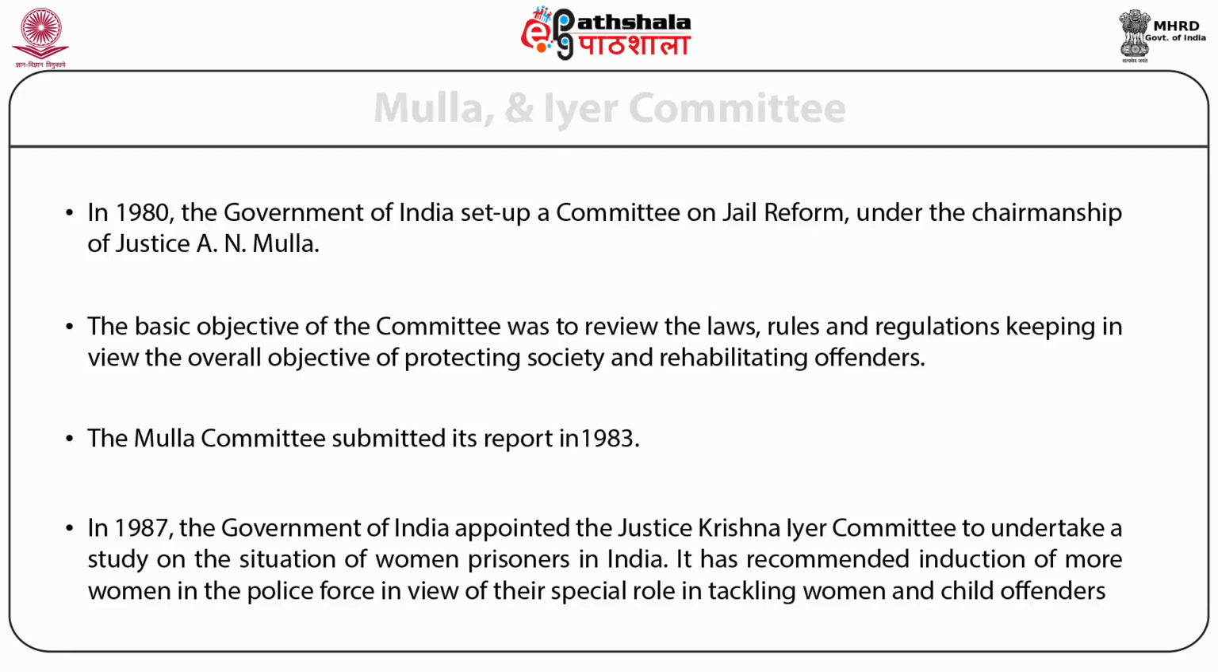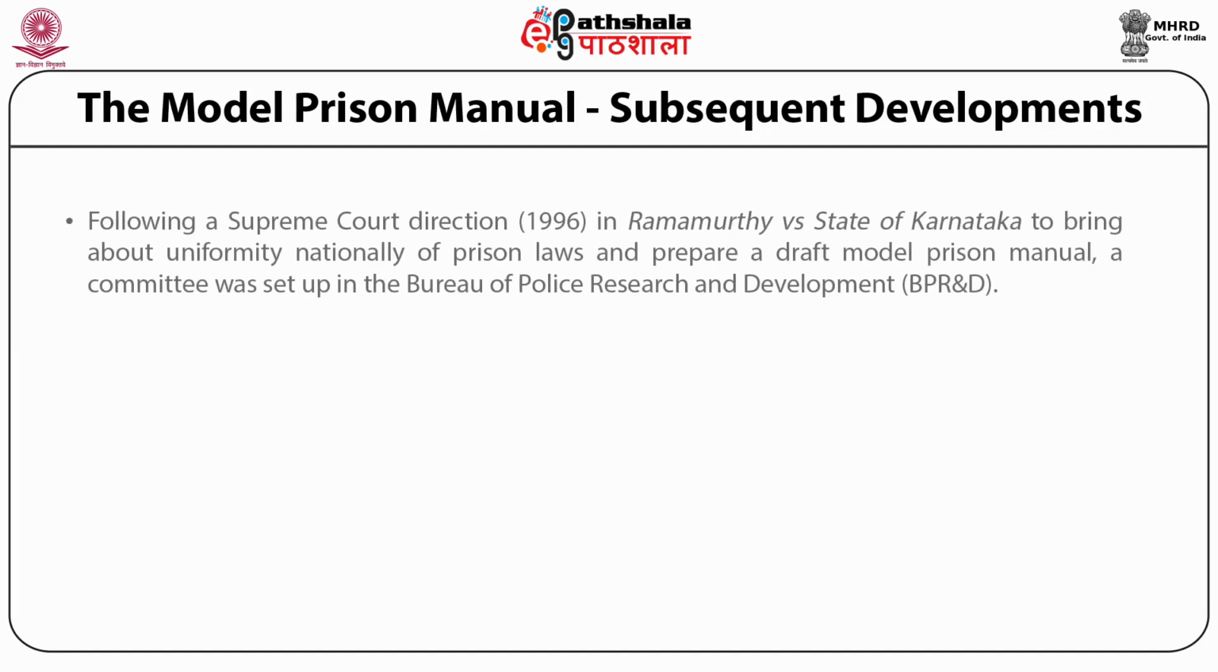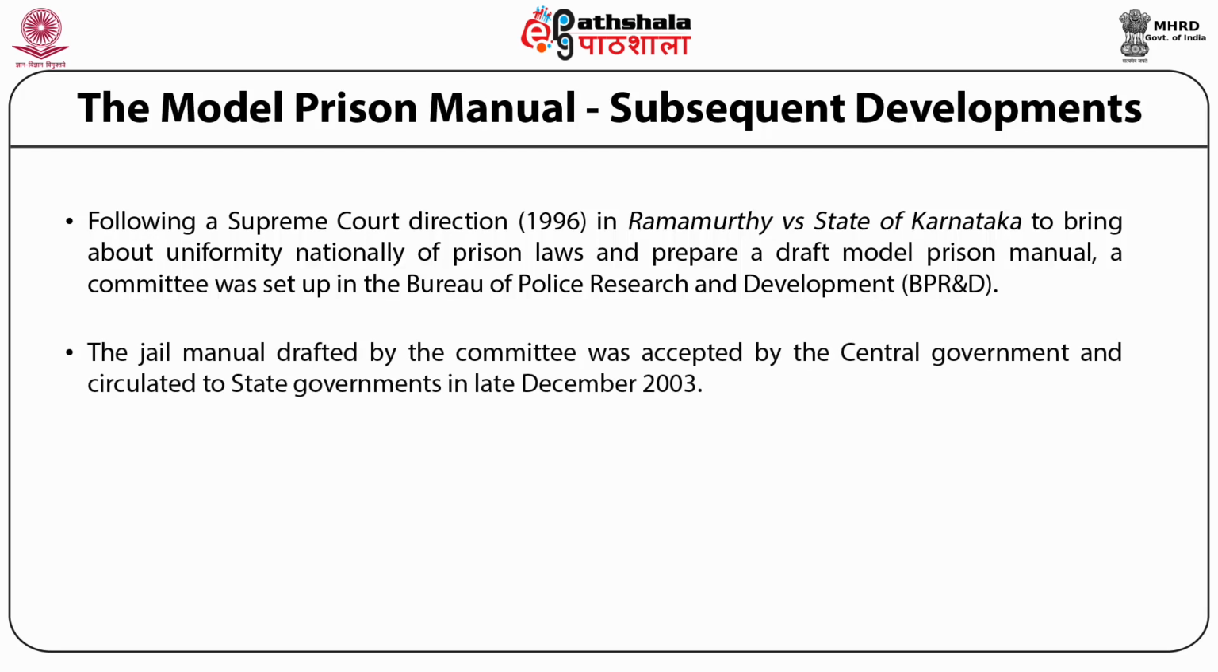Now, what have been some of the subsequent developments since the Model Prison Manual was brought out? Following a Supreme Court direction in 1996 in the case of Ram Murthy vs. State of Karnataka to bring about uniformity nationally of prison laws and to prepare a draft Model Prison Manual, a committee was set up. The jail manual drafted by the committee was accepted by the central government and circulated to state governments in late December 2003. So it took 7 years, but at last the jail manual was circulated.